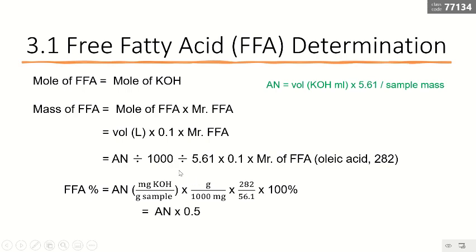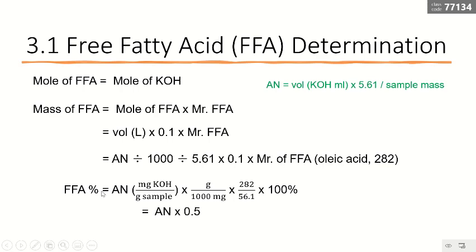So we want to convert it into grams. That's why this 1000 is here. Don't be too afraid of this 1000, we can just leave it here. For these two parts, we convert from milligram to gram. Then we divide by 56.1, which is the KOH molecular weight, so we know how many moles of this fatty acid there are. Then times the molecular weight, which is 282, times 100%, which gives the percentage of free fatty acid content.